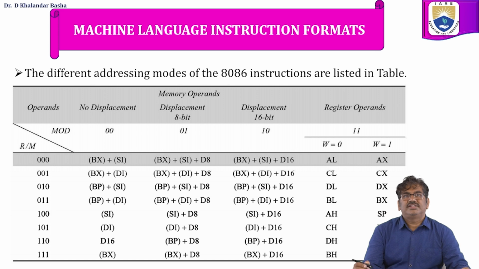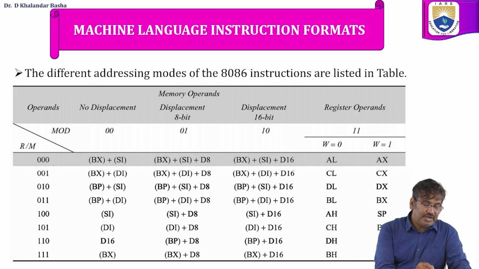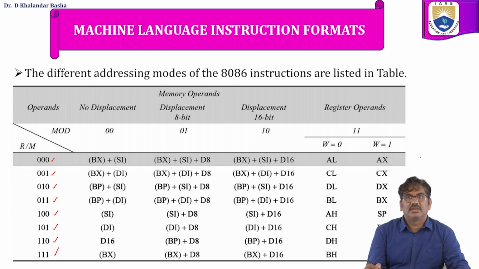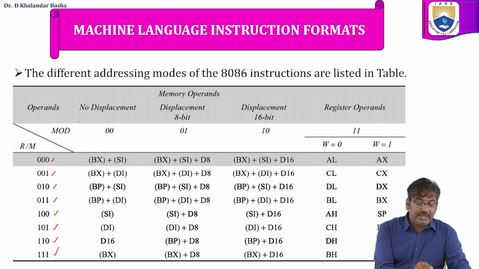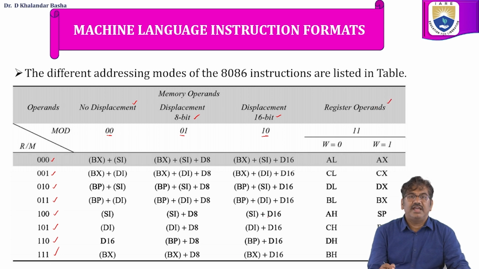Now we will see in this table the different addressing modes of the 8086 processor. So the R/M field: 000, 001, 010, 011, 100, 101, 110, 111, so 8 combinations we can have. Next, the MOD field: if it is 00, it indicates no displacement. If it is 01, 8-bit displacement; 10, 16-bit displacement. If MOD is equal to 11, it indicates registers as operands.